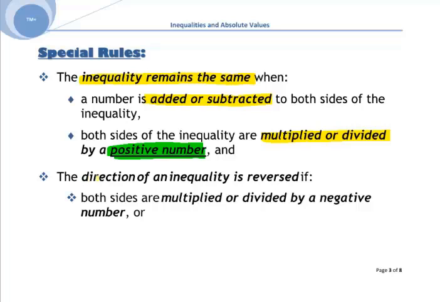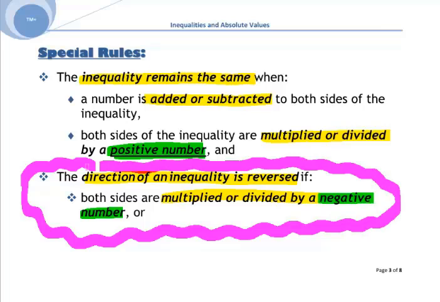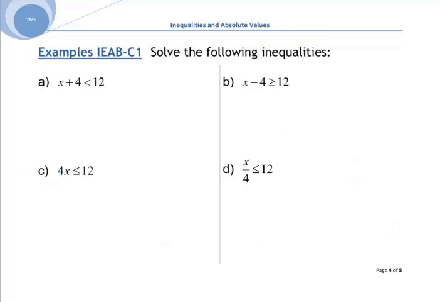Okay, now the direction of the inequality is reversed if both sides are multiplied or divided by a negative number. Okay, so this is really important. This is where things are different to equations. If you're multiplying or dividing by a negative number, your inequality sign, the direction will change. So let's look at some examples.